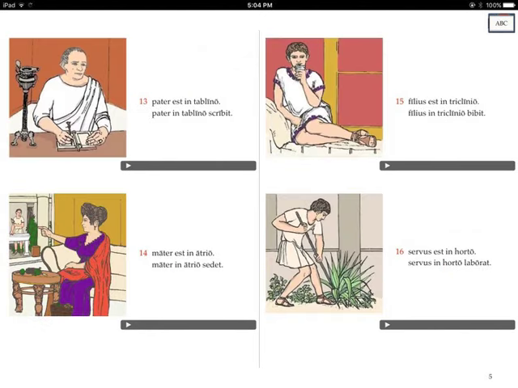In this slide, we see the difference between the word order of sentences that have linking verbs, pater est in tablino. Linking verbs usually show up in the middle, versus action verbs. Pater scribit, writing is an action verb, and those verbs usually show up at the end of a sentence. Not always.